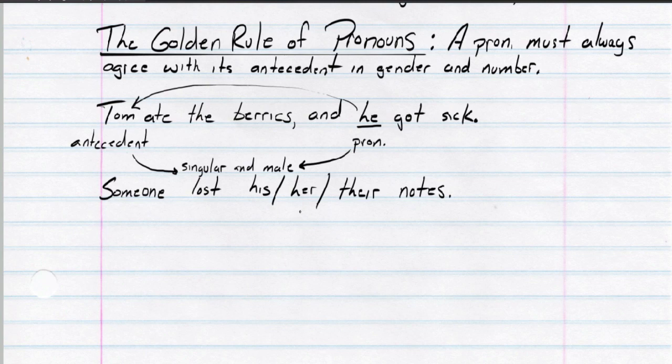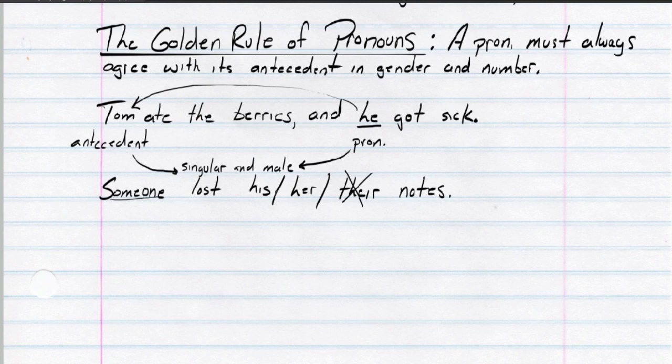In the sentence before, Tom ate the berries and he got sick, it's very easy to determine which pronoun to use. I think only Elmo gets it wrong. In this sentence, someone lost his, her, or their notes. It's kind of difficult. So I ask you, how many people are we talking about when we use the word someone? Someone is singular. Therefore, we cannot use the plural pronoun their. We have to choose between his and her.